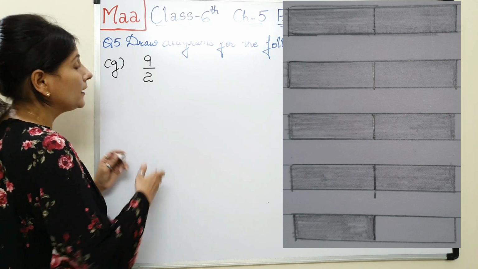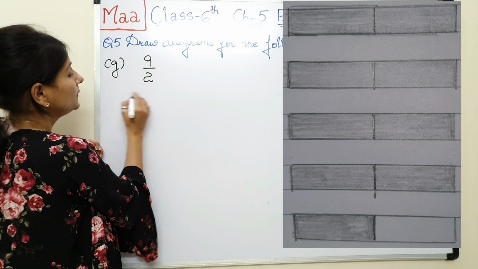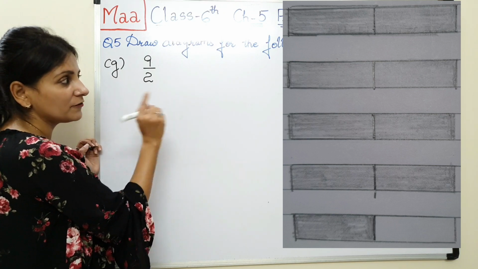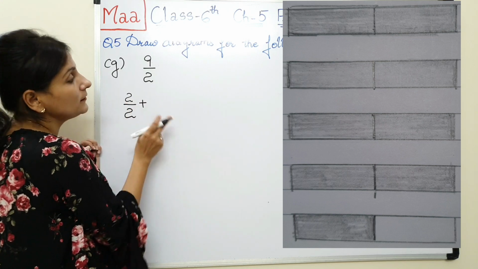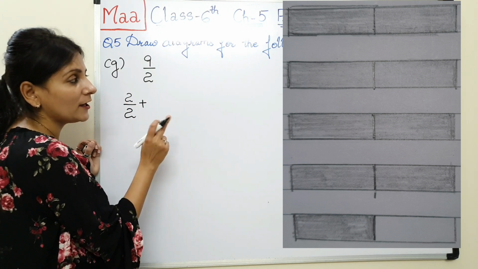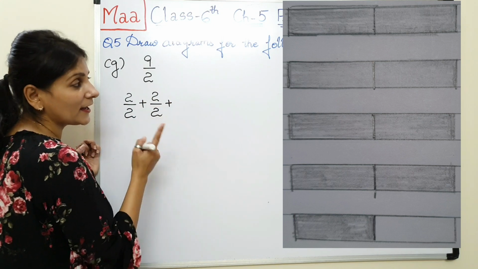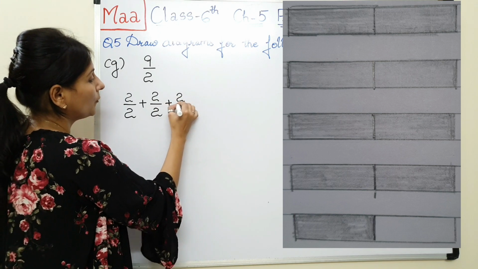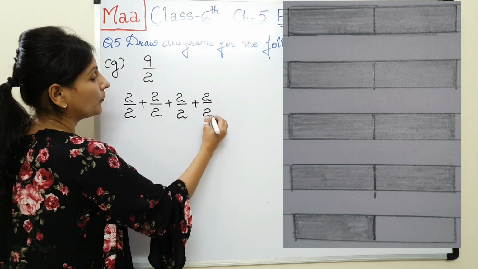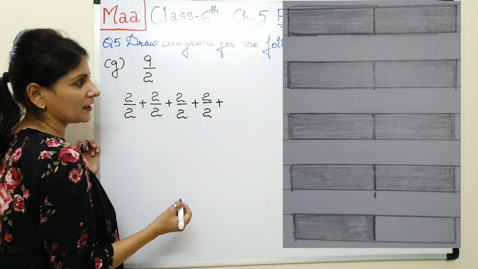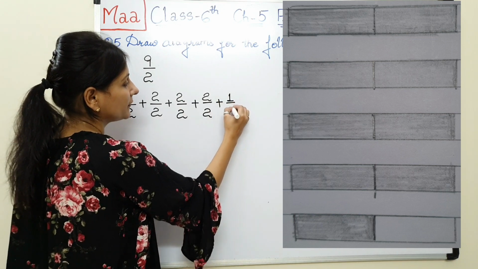Now, if I have to show it through working, so how I will do it? See, in first rectangle out of 2 I have done shading in complete 2, so 2 upon 2. Then again in the second rectangle out of 2 I have done shading in both, so 2 upon 2 again. Then in third rectangle again I have done shading in both, so 2 upon 2. Then in fourth rectangle again I have done shading in both, so 2 upon 2. And then in 5th rectangle, I have done shading in only 1 part out of 2. So this I can write like this.